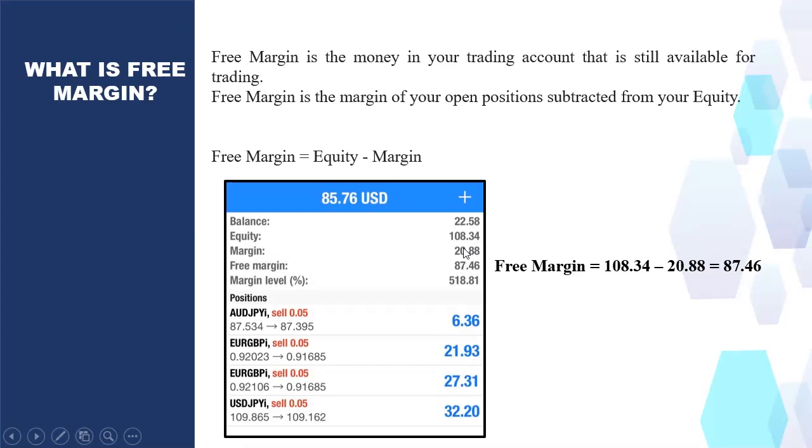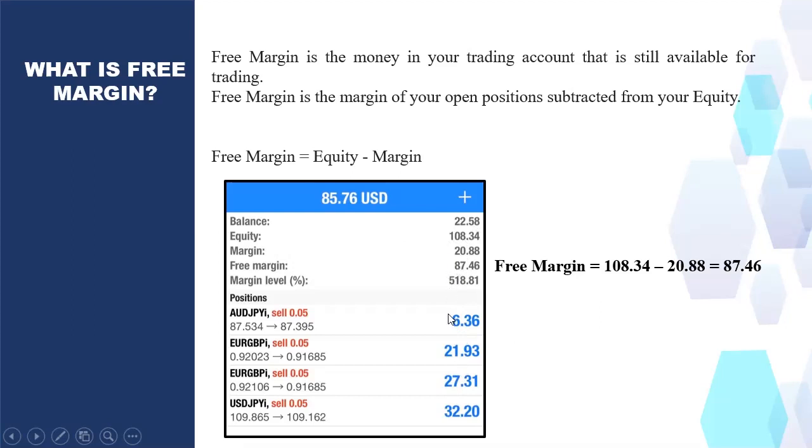So the person is actually in profit, and that's the reason why you can see that the equity is 108.34, because profit plus your balance will give you the equity. So this particular equity will keep fluctuating as all of these are fluctuating as well. Do you understand? They will keep adding up automatically. You don't have to do this manually.